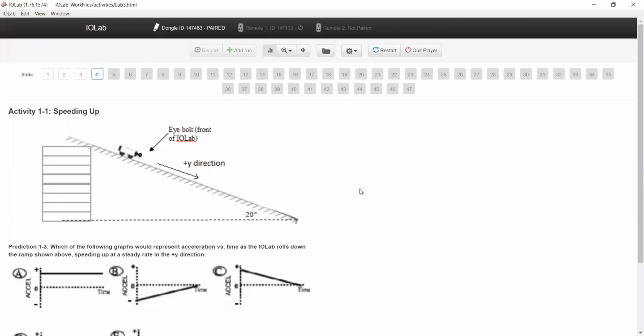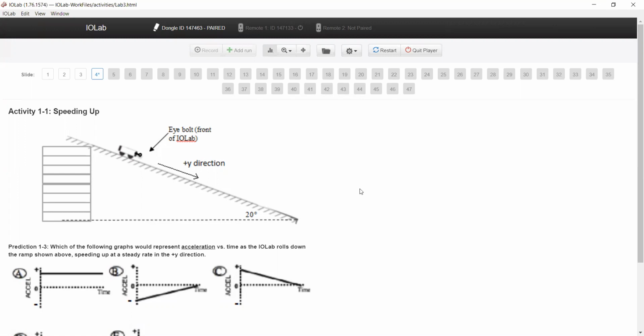Okay, in slide 4, we are going to predict the acceleration now. Remember, we are moving in the positive direction, and it is speeding up. That means velocity is changing at a constant rate, and the rate of change of velocity is acceleration. So it is speeding up, and velocity is increasing at a constant rate.